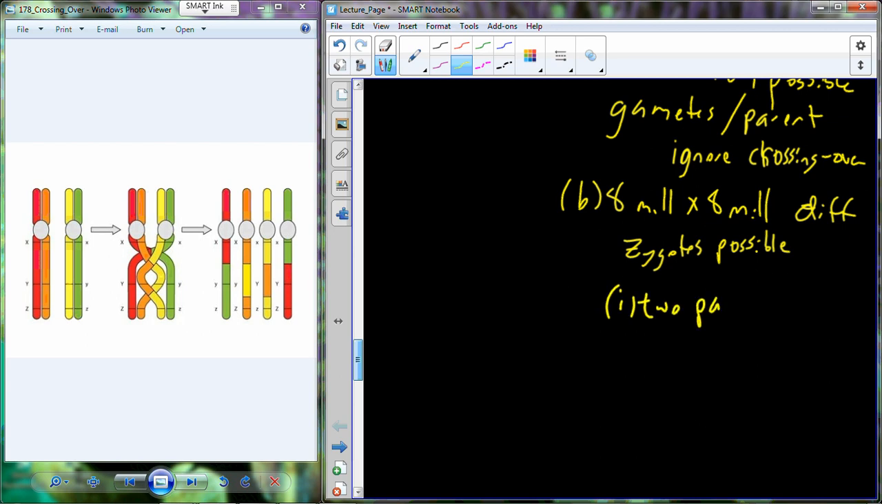Two parents. This is 64 trillion. 64 trillion kids with no repeats. Again, ignoring the effect of crossing over. If we add crossing over, it goes basically all the way up to infinity.